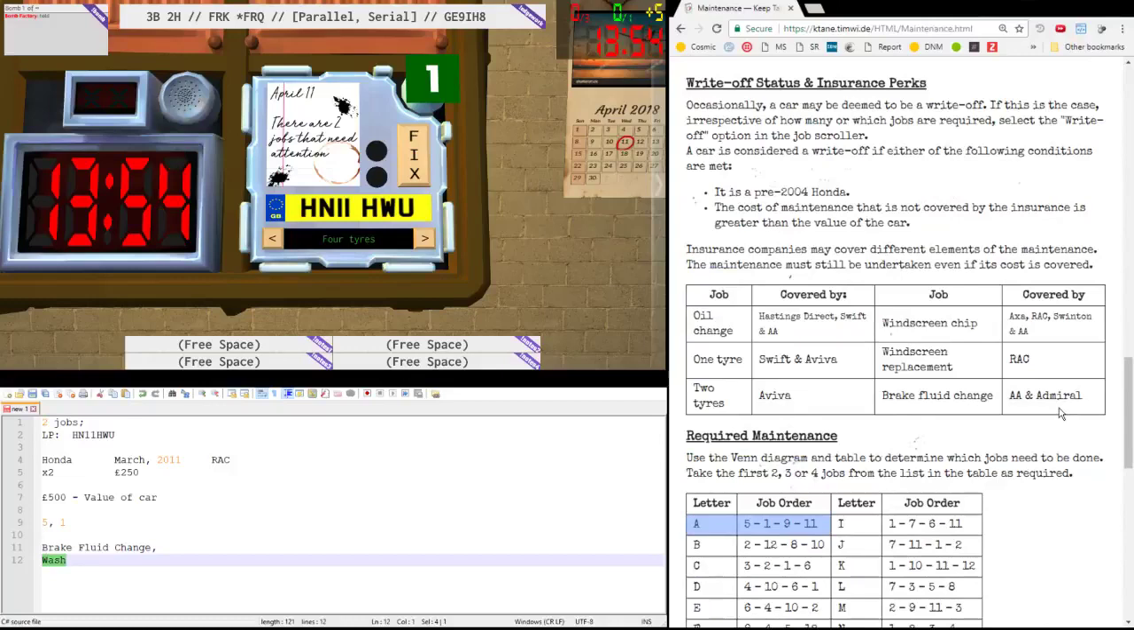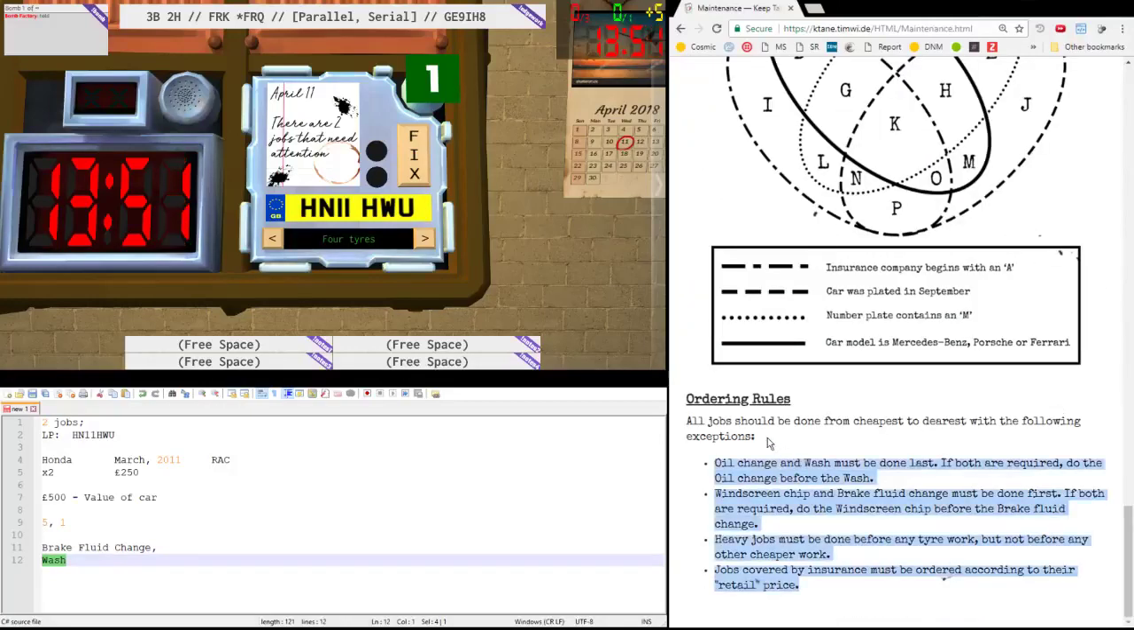We're going to scroll down to the very bottom now, ordering rules, and we're going to make sure the jobs are done in correct order. We go cheapest to most expensive, cheapest to dearest, with the exceptions listed here. Oil change and wash must be done last. Well, we have a wash. It's already in the last position, so that's taken care of. The rest of the rules won't apply because we know wash has to be at the end. But you'll see here windscreen chip and brake fluid change must be first, so the brake fluid change would have to go first anyway. Heavy jobs come before tires, and everything is based on its retail price.